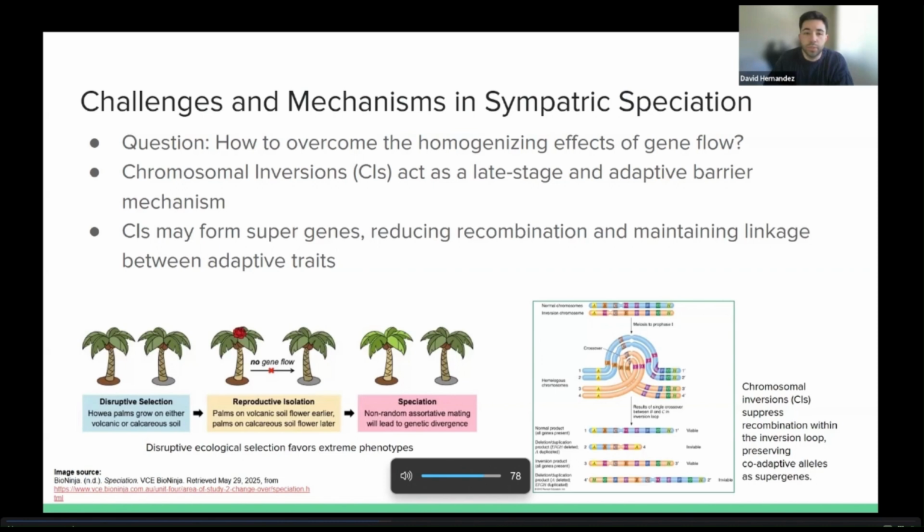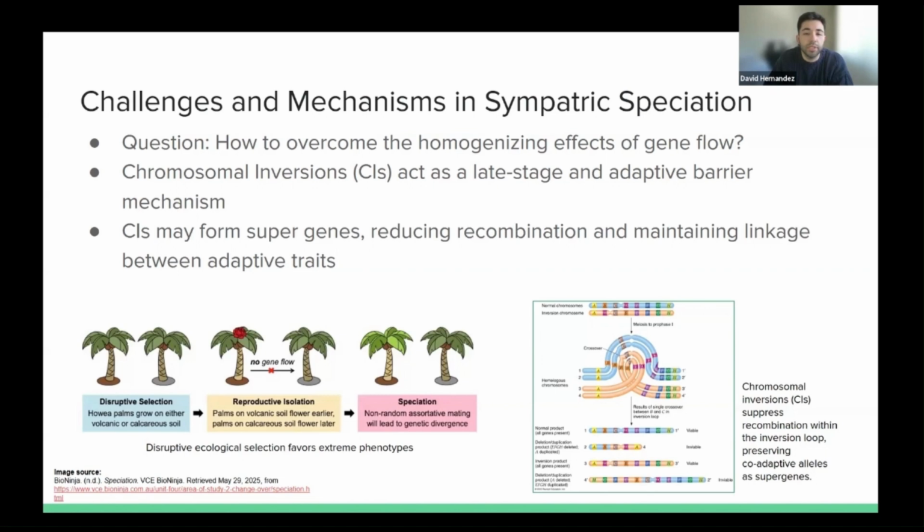We say late stage because there needs to be some non-random assortment of advantageous alleles already present in a population. This would make it easier for a chromosomal inversion to capture these advantageous combinations, and adaptive in the sense that they need to preserve the beneficial allele combinations. That's only really advantageous if hybrids are less fit. So without this hybrid disadvantage, the chromosomal inversion really has no benefit and wouldn't be able to invade. We believe the chromosomal inversions can form supergenes that will reduce recombination and maintain the linkage between these adaptive traits.